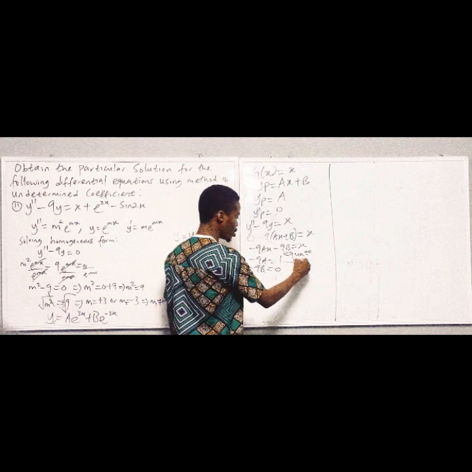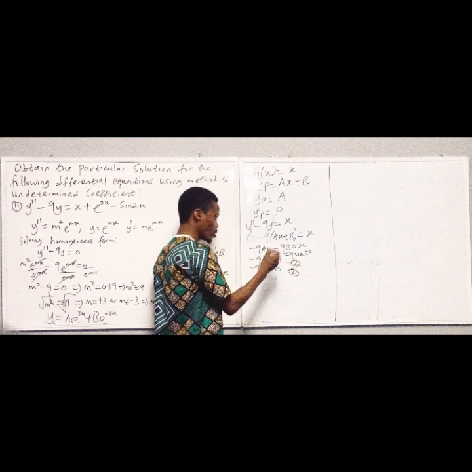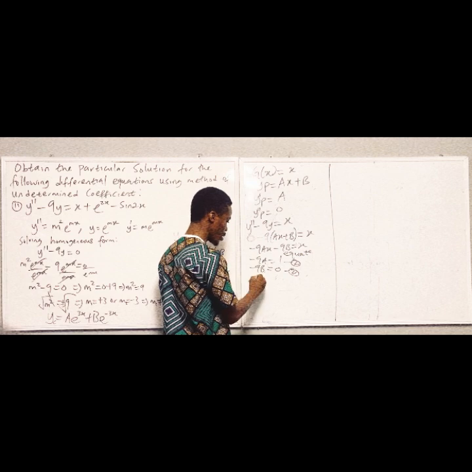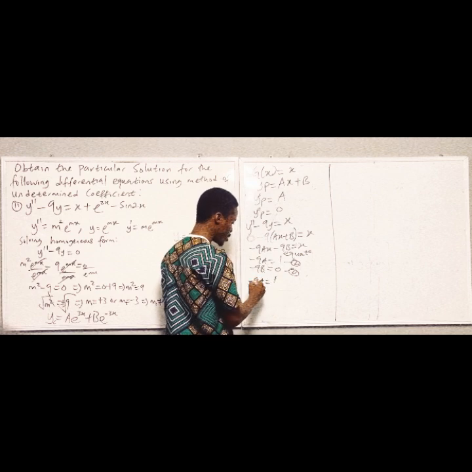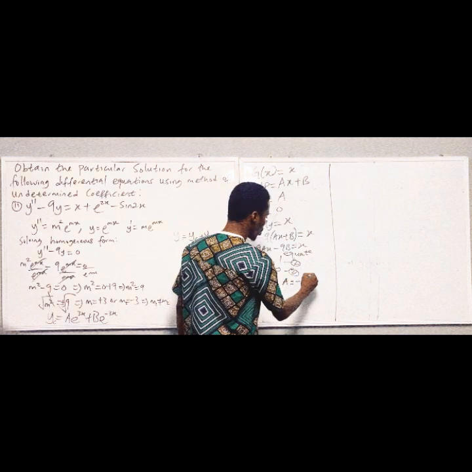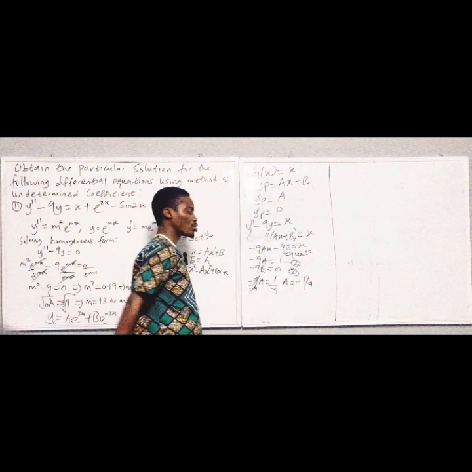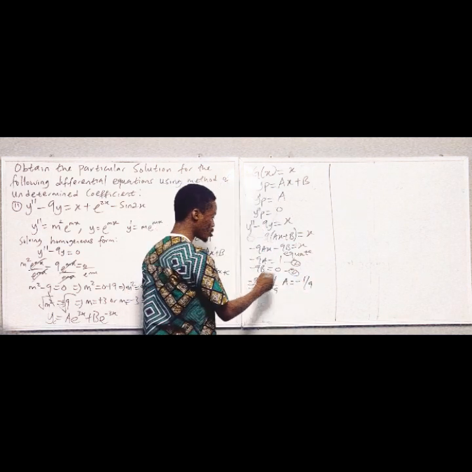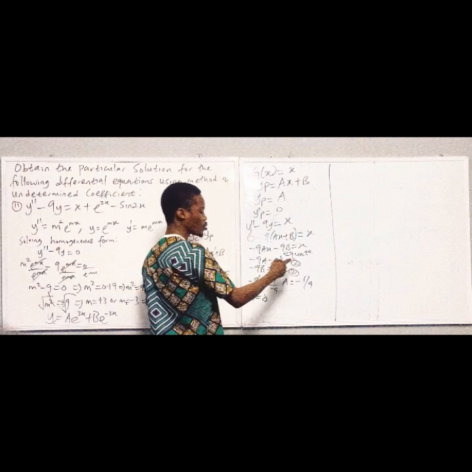From equation 1, this is equation 1, this is equation 2. So I'm going to have minus 9a is equal to 1. Divide both sides by minus 9. This will cancel. I'm going to have a is equal to minus 1 over 9. It means my a is equal to minus 1 over 9, then my b is equal to 0. Because if I put this on, I'm going to have 0.